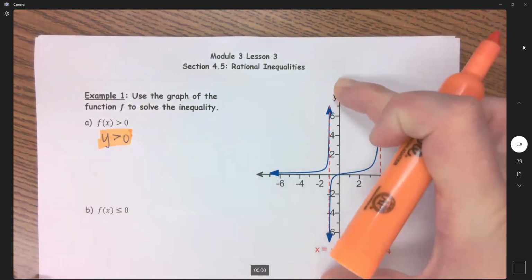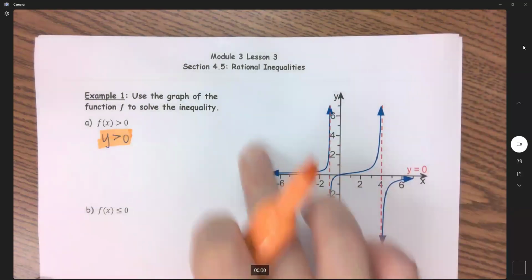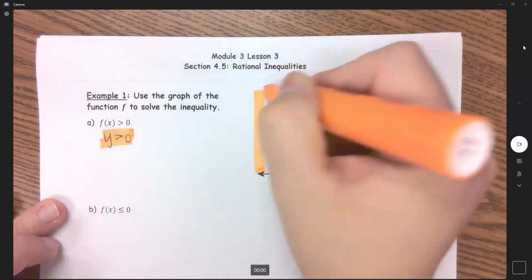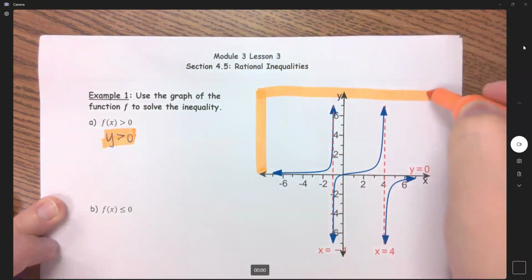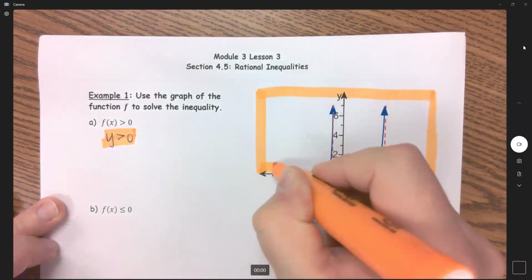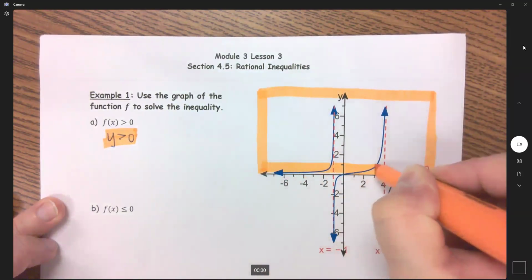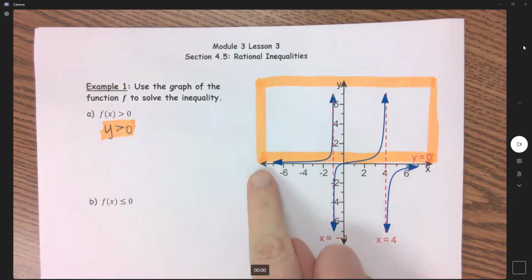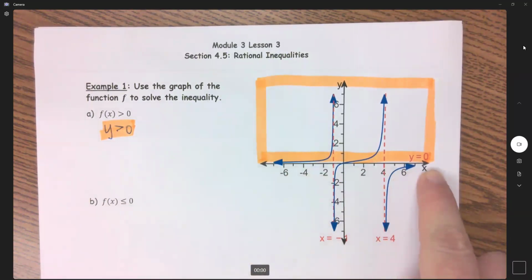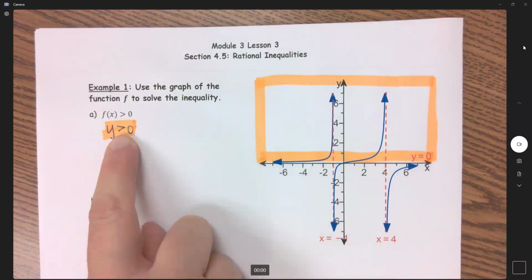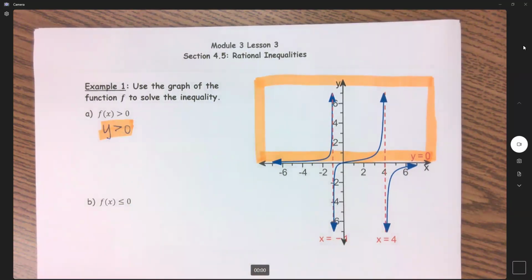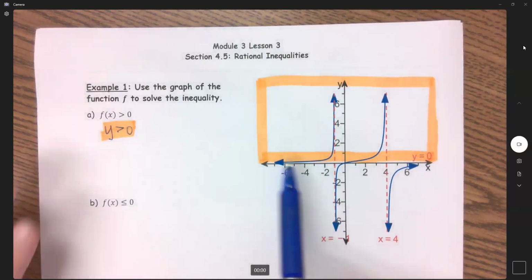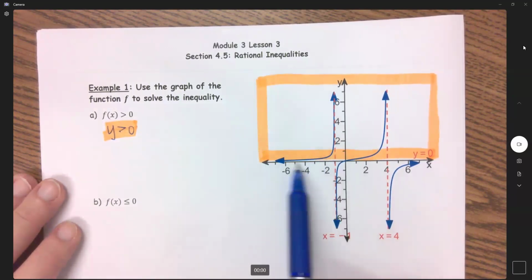Well, here's all my y values. Y is greater than 0 above that x-axis. So we are talking about this portion here of my graph. Now, if you notice, I did my best to not include that x-intercept. That is not included since it's not or equals to 0. So we have two portions here. We have this portion right here, and then this portion right here. So this portion is all above that x-axis.